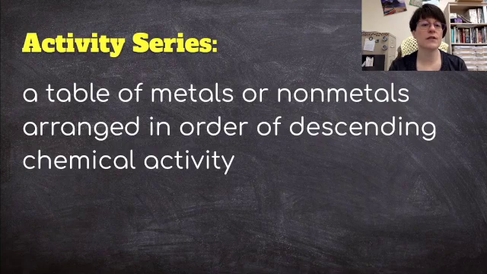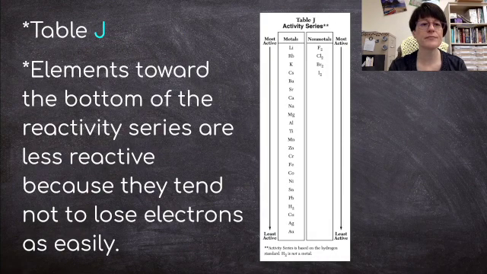Now, for our single replacement reactions, we can take a look at the activity series to see if they will react. And this is a table of metals or nonmetals arranged in order of descending chemical activity. This is table J in your reference tables, and elements toward the bottom of the reactivity series are less reactive because they tend not to lose electrons as easily. So if it's at the bottom and the element that it's supposed to be replacing is above it, the reaction will not happen. But if it's zinc that we want to replace with, say, nickel, it will happen because it's more reactive. It's up above it in the table.